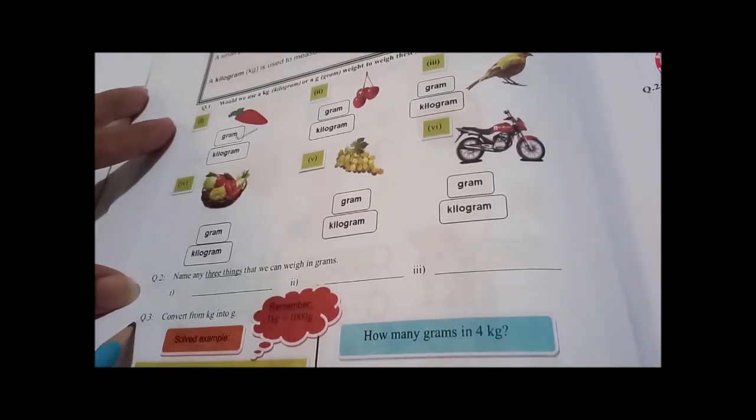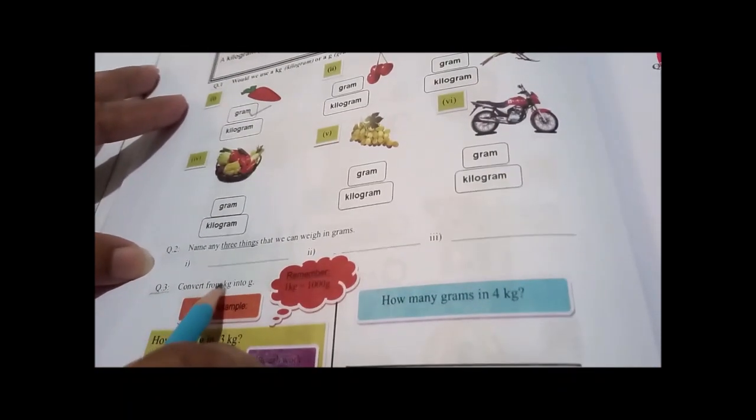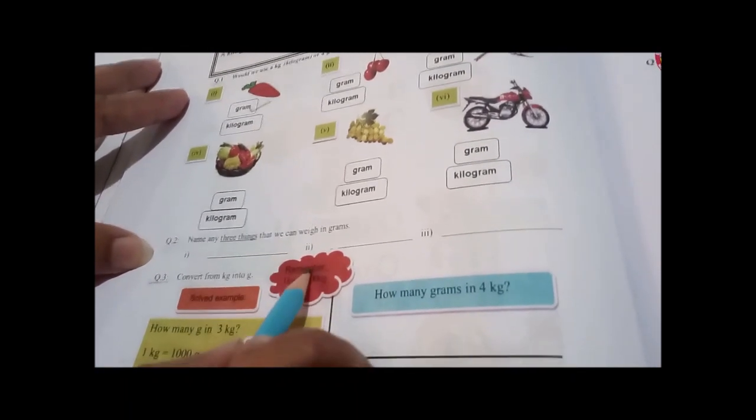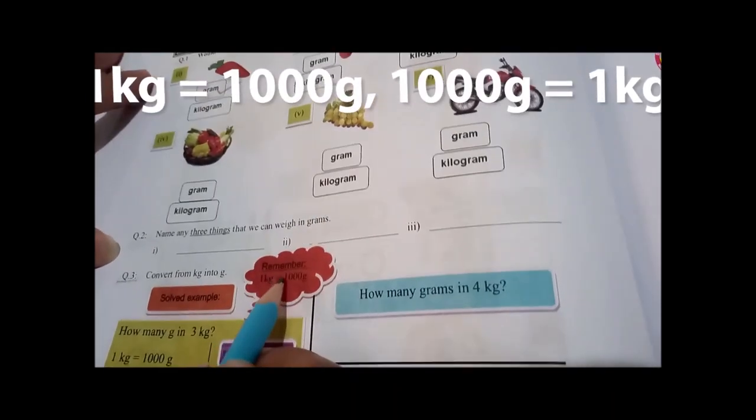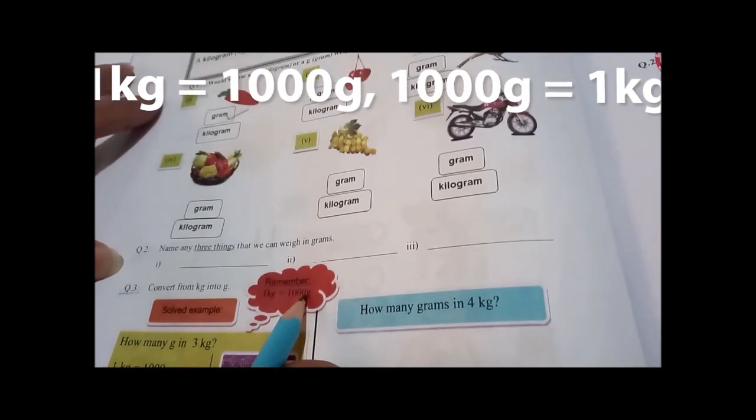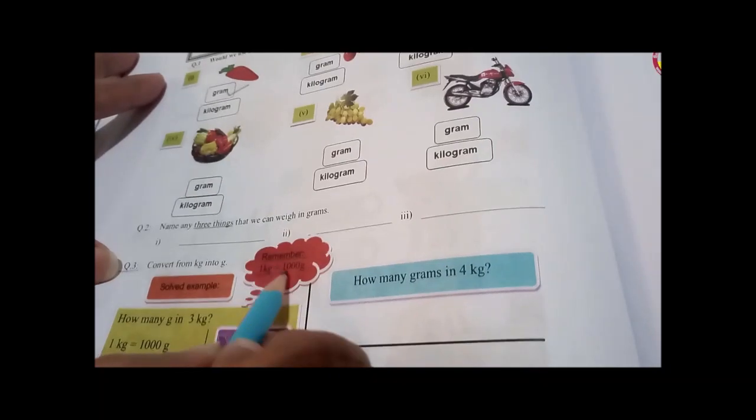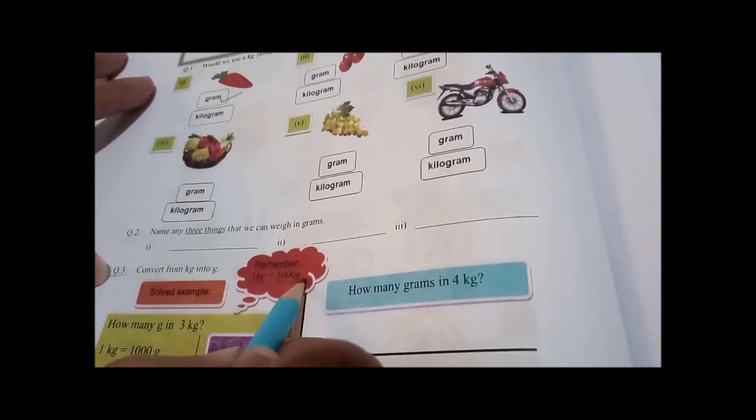Now come to question number 3. Convert from kilograms into grams. Remember, 1 kg is equal to 1000 grams. Students, this is your formula. 1 kg is equal to 1000 grams.